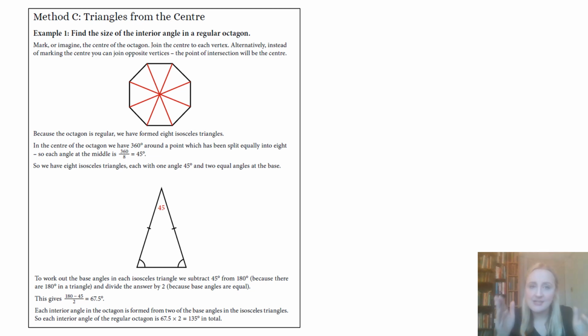And then we have a load of isosceles triangles coming out from that, and from that we can work out half of each of the interior angles. So that's one way of doing it.